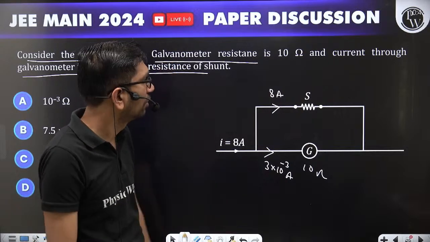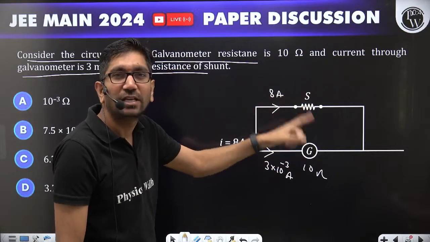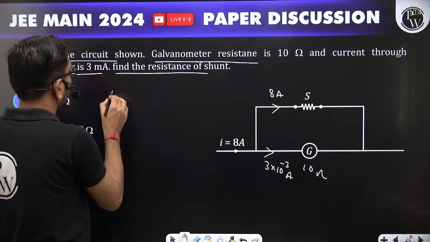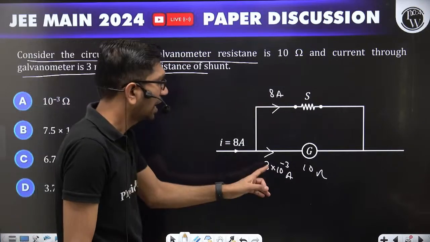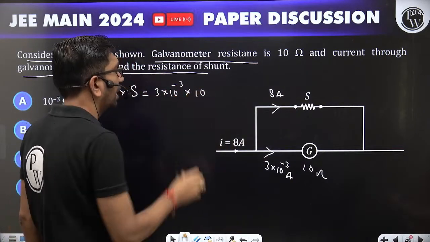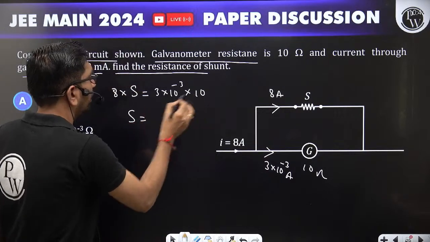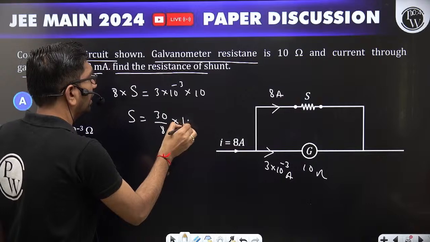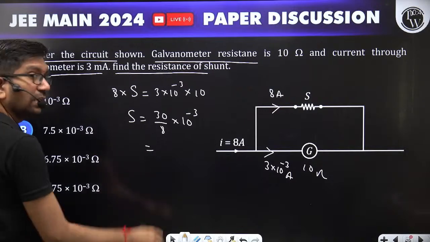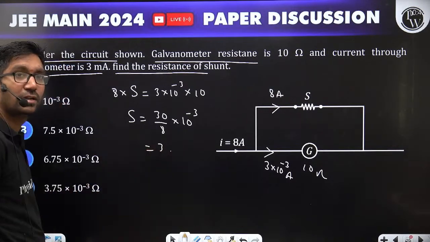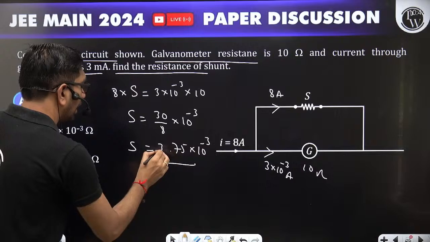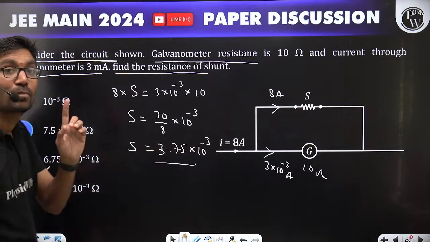Now we have to calculate the S value. As everyone knows, in parallel connection, voltage remains constant. V equals IR. 8 into S is equal to 3 into 10 power minus 3 into 10. So S equals 30 by 8 into 10 power minus 3. 30 by 8 is 3.75 into 10 power minus 3. It is there in the options. Option D is the correct answer.